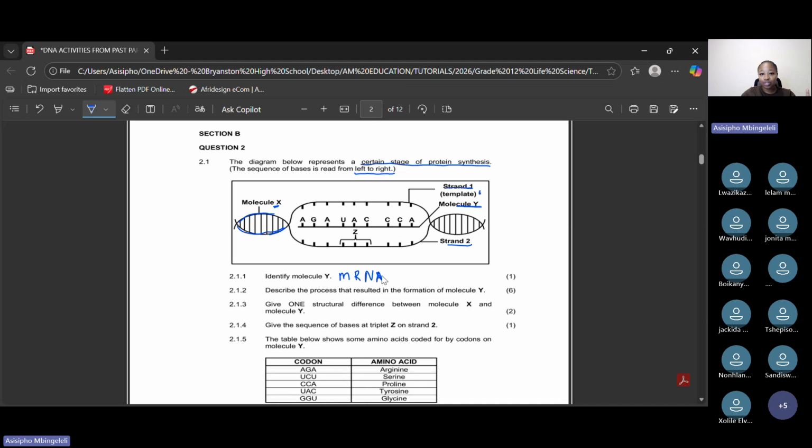Then 2.1.2 for 6 marks. I like this question. Describe the process that resulted in the formation of molecule Y. Describe the process that resulted in the formation of messenger RNA. For how many marks? 6 marks. We're not skipping this in an exam because this is a copy and paste from our notes. Please do help us out with the 6 marks.